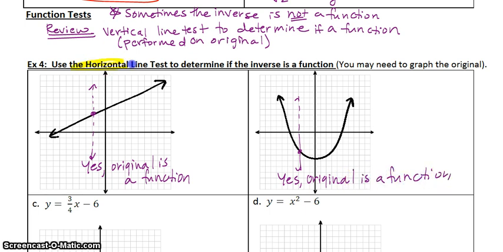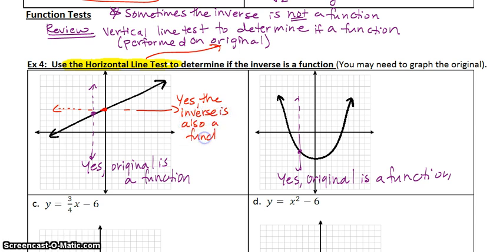This is called the horizontal line test. And the horizontal line test, we actually do on the original graph as well. So we perform the horizontal line test on the original graph, and it tells us if the inverse is a function or not. So here's what I mean. I have my original graph. I don't know what the inverse looks like. I do a horizontal line test, and if it only hits in one spot, yes, the inverse is also a function.